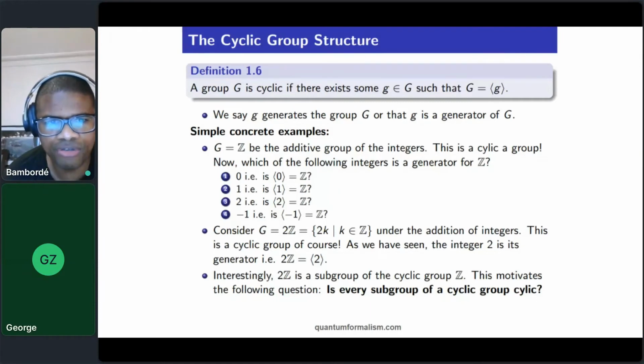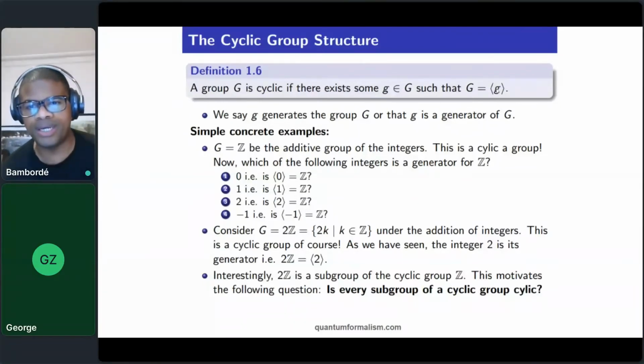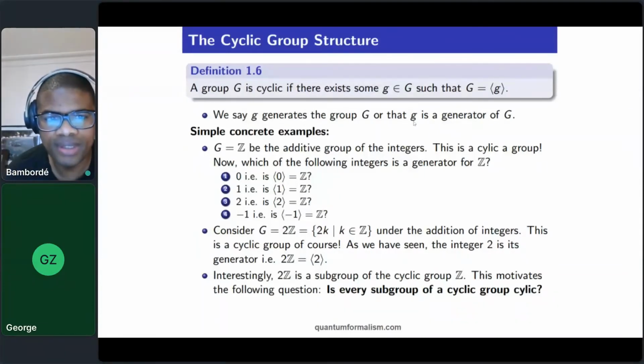Okay, so we finally get to the cyclic group structure. A group G is cyclic if there exists at least some g such that the group coincides with the cyclic subgroup generated by such a g. So that's it. In that case we say g generates the group G, or that g is a generator of the big G.